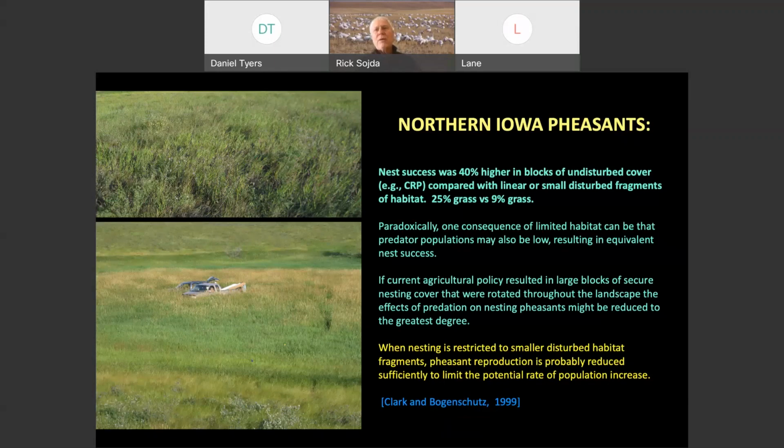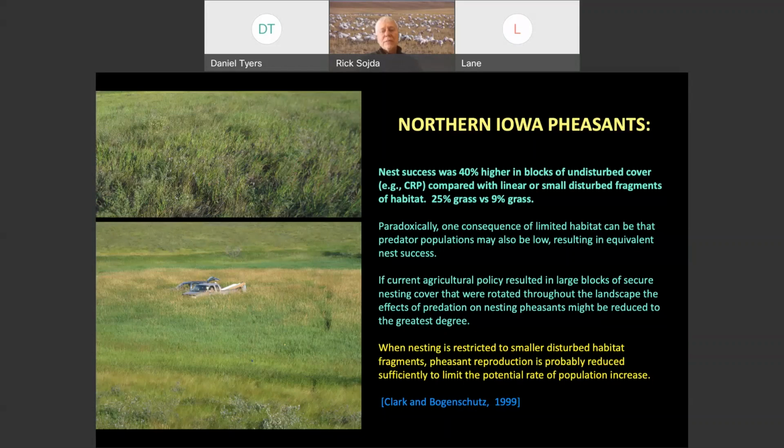If current agricultural policy resulted in large blocks of secure nesting cover that were rotated throughout the landscape, the effects of predation on nesting pheasants might be reduced to the greatest degree. And one of the tenets in Iowa was that if you disturb the area every 5 to 10 years, essentially you're disturbing predator populations as well and keeping predation down. That's sort of a complex kind of situation, but it can happen. It's something to keep in mind. It's not straightforward.